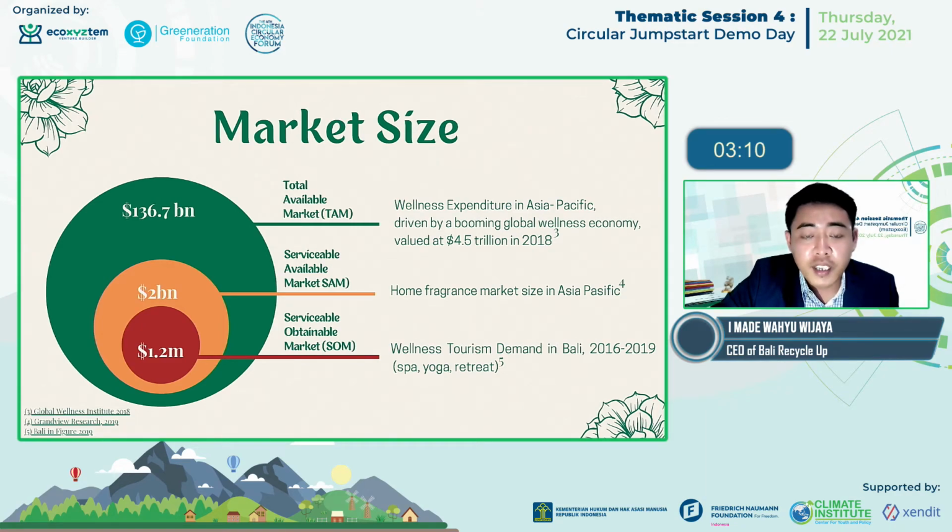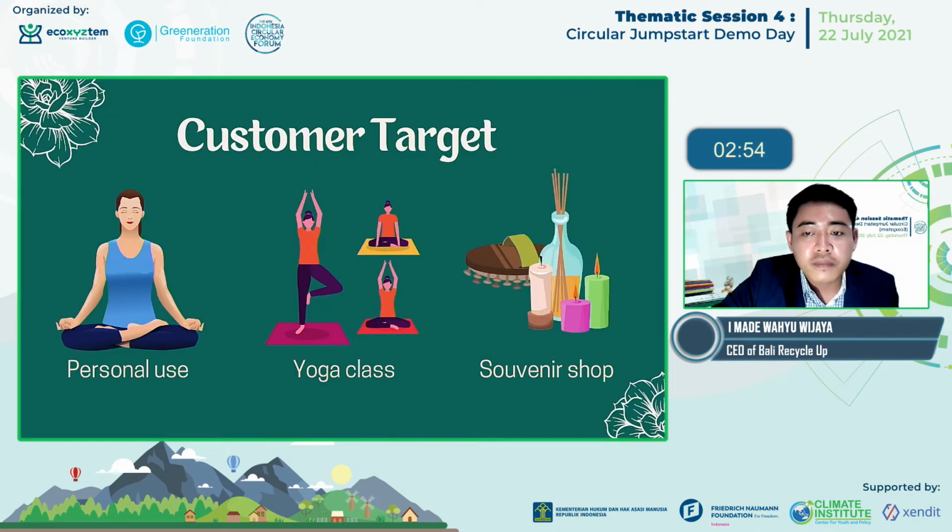In terms of market size, our demand is driven by the home fragrance market size in Asia Pacific and Bali's attraction for wellness tourism. Accounting for the impact of COVID-19, we anticipate the serviceable obtainable market to be $1.2 million. We market Sakar to individuals who like to do yoga at home as daily use, yoga classes, and souvenir shops. We expect that Sakar can become an authentic souvenir from Bali Island by bringing the brand story of creating harmony between the culture, environment, and society.